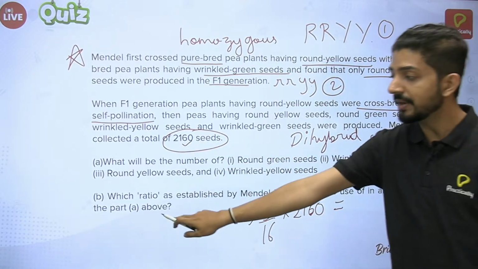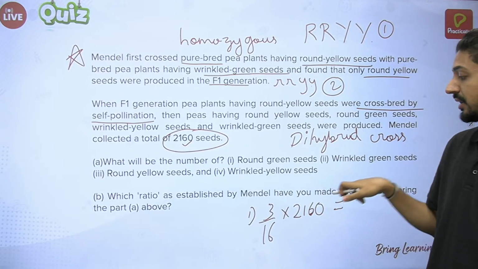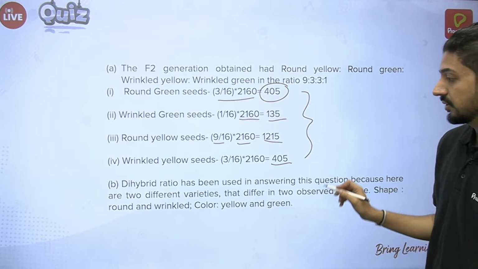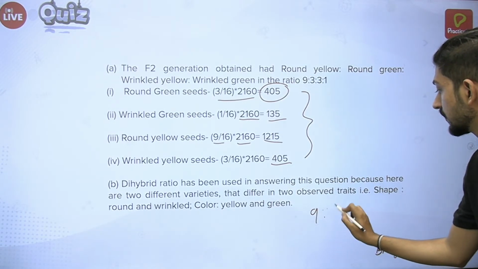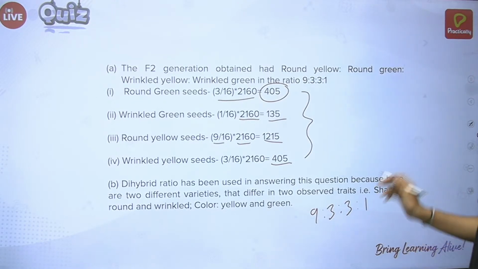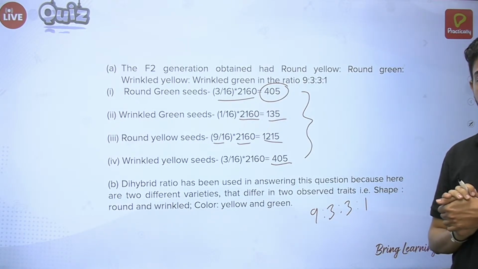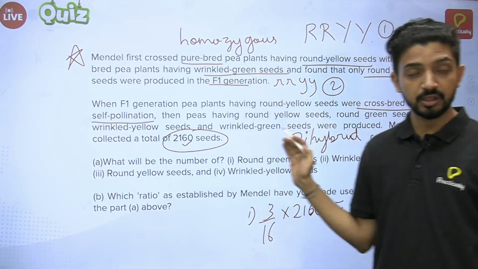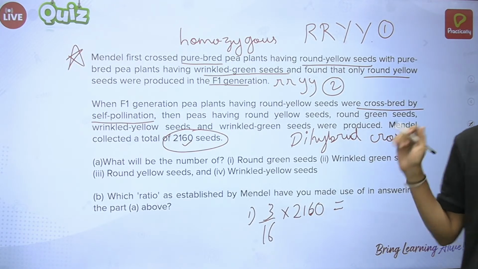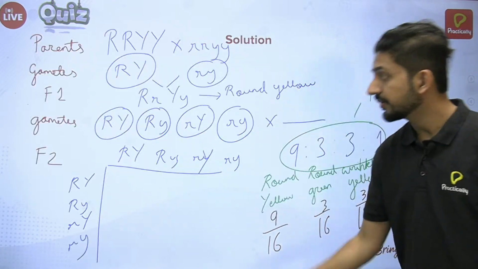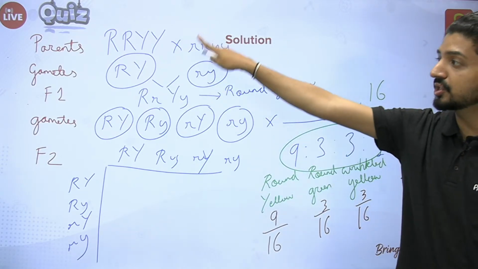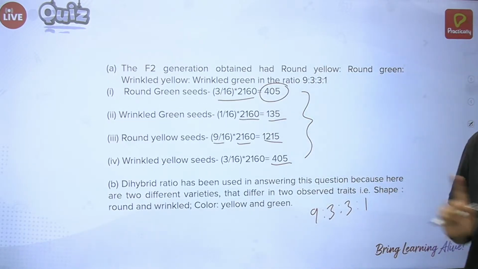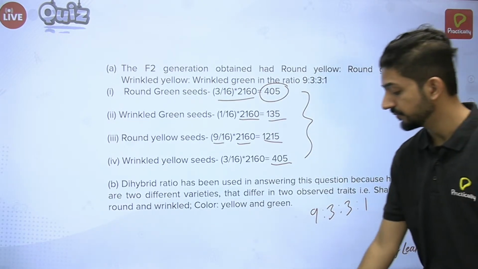The B part was which ratio as established by Mendel have you made use of? Simple, that is 9:3:3:1. Okay, this is the dihybrid cross ratio. This ratio we have used for answering this question. Got it? So in this way you can answer this question. Again, I'm saying this is an important question. Do practice such type of question. It's very easy. Do practice making the dihybrid cross step by step, mentioning parents, gametes, F1, gametes, F2 properly and the ratio, and you can easily solve it based on simple mathematical calculation.